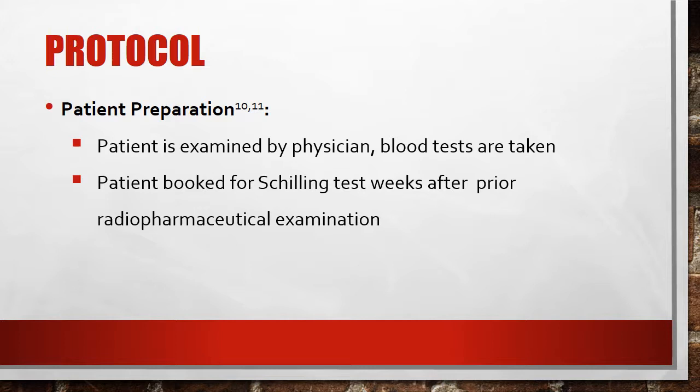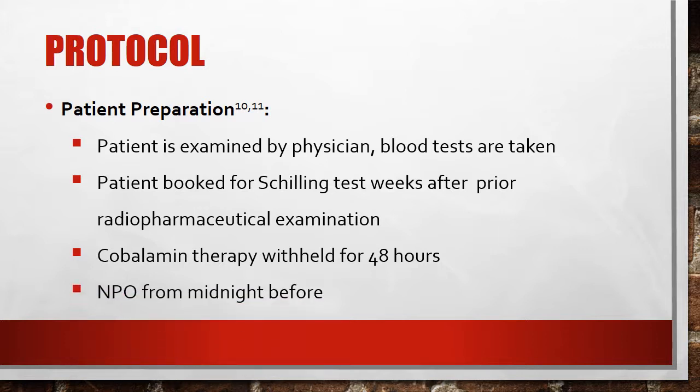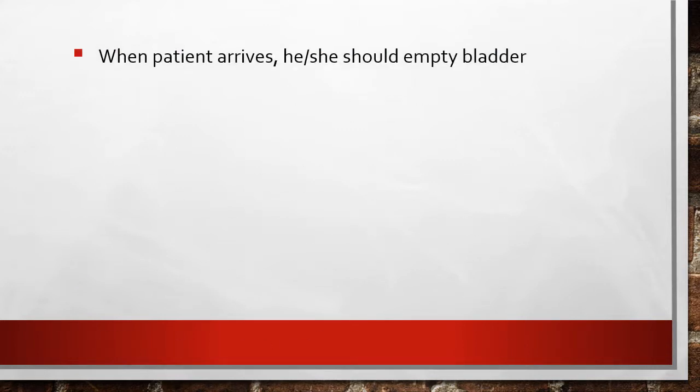If the patient has had a previous radiopharmaceutical examination, then the Schilling test must be booked 1 to 6 weeks after the administration of the radiopharmaceutical, depending on the type of kit used. This is because radiopharmaceuticals are eliminated through the urine, which will have an effect on the Schilling test results. Cobalamin therapy must also be withheld for at least 48 hours prior to the Schilling test. The patient should have nothing to eat or drink from midnight before the examination. When the patient arrives at the department in the morning, he or she should empty the bladder, and the procedure should then be explained to the patient.